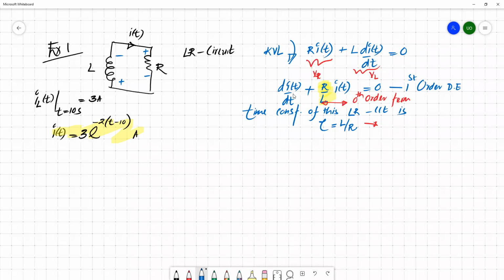Okay, now we obtained a differential equation like this. This differential equation explains the behavior of the current, because it's a function of the current i(t). So this first order differential equation explains the behavior of the current. So how do we get the natural response?